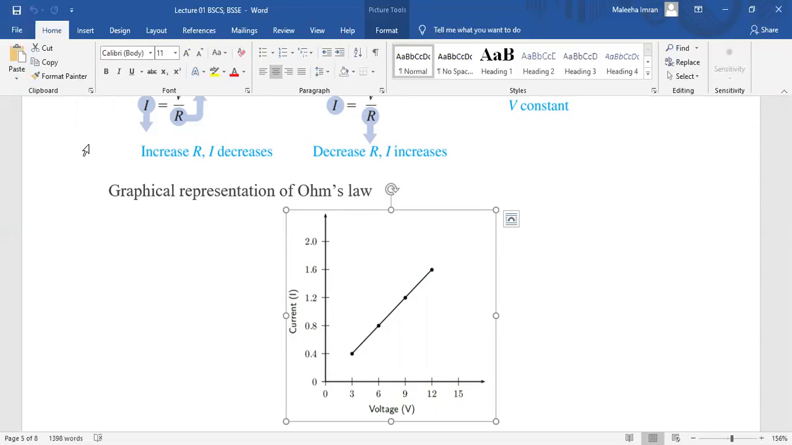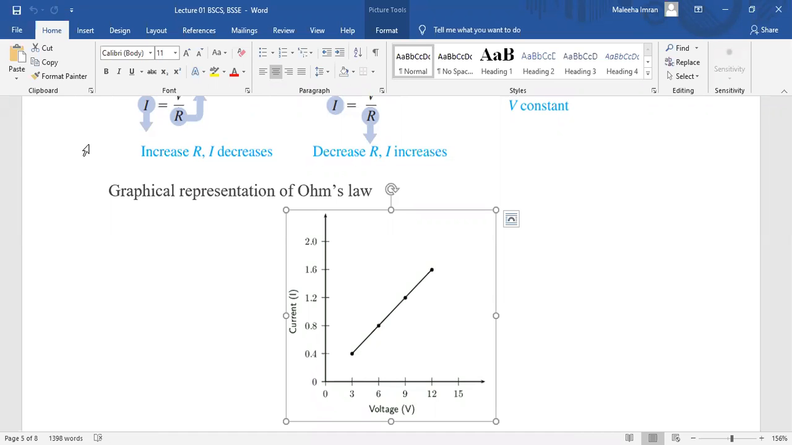As we saw earlier, the current and voltage are both directly proportional to each other. It means if the voltage is increased, then the corresponding current will also increase. If the range of this increase in voltage is constant, then the increase in current is also constant. So here we see that if we draw the graph between current and voltage, then we get a straight line. What does the straight line actually represent?